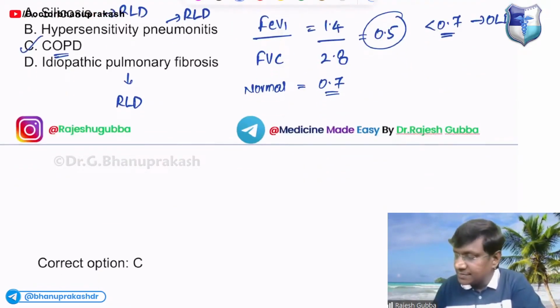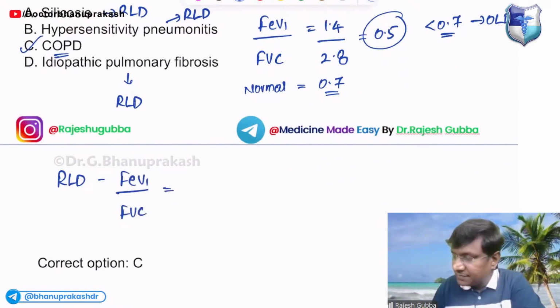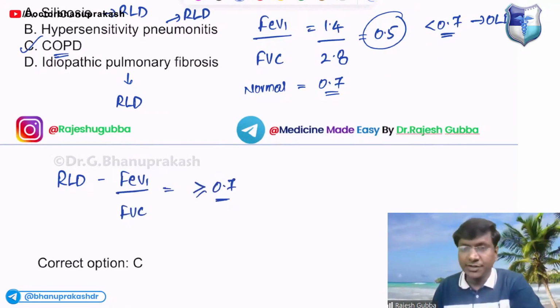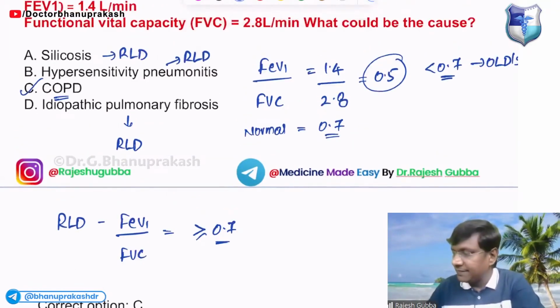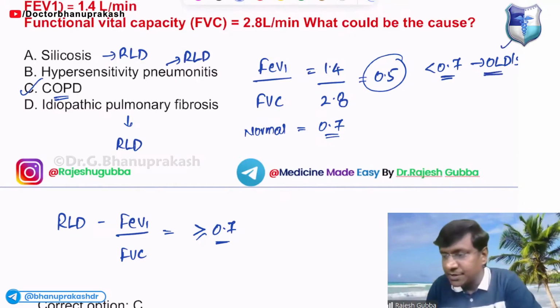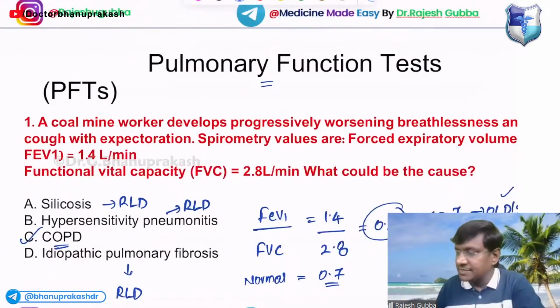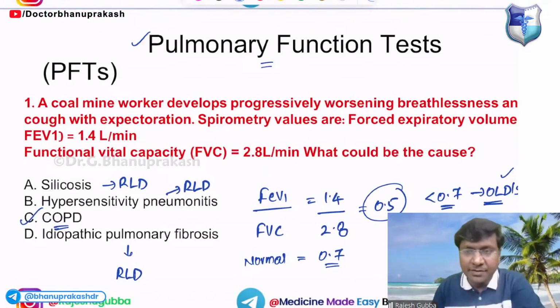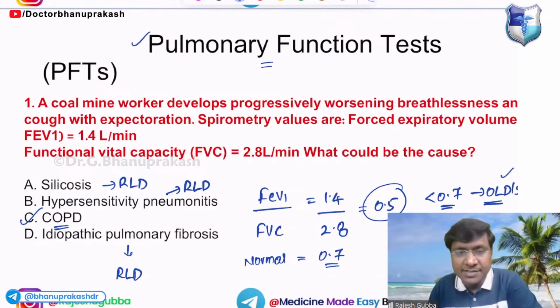And in restrictive lung diseases, what will be the FEV1 by FVC? In restrictive lung diseases, the FEV1 by FVC will be more than or equal to 0.7. Here the value is 0.5, which is less than 0.7. That is the reason why it is suggestive of obstructive lung disease, and the example of obstructive lung disease here is COPD. Now, I will discuss in detail the pulmonary function test.